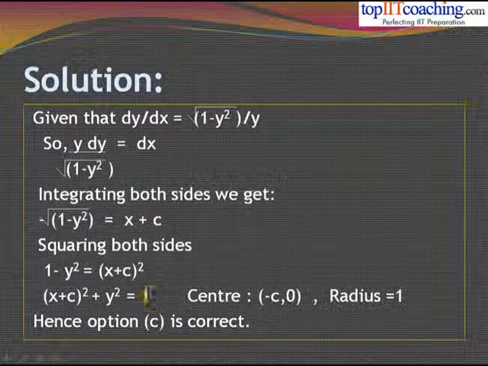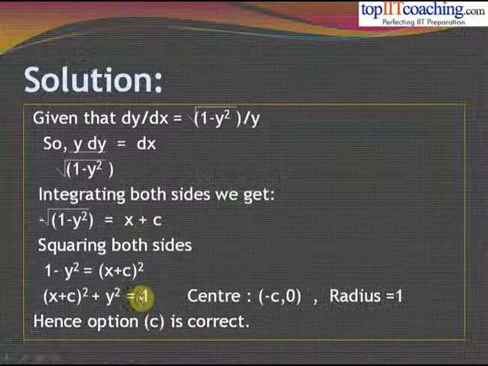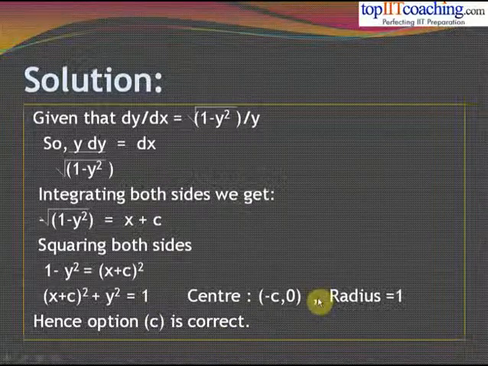Now this is an equation of a circle, the center of which is minus c, 0, and the radius is equal to 1. Thus the differential equation when solved gives (x plus c) whole square plus y square equal to 1, which is the equation of a circle, the center minus c, 0 and radius 1. Now this is nothing but option number C, and so we can say that option number C is correct.